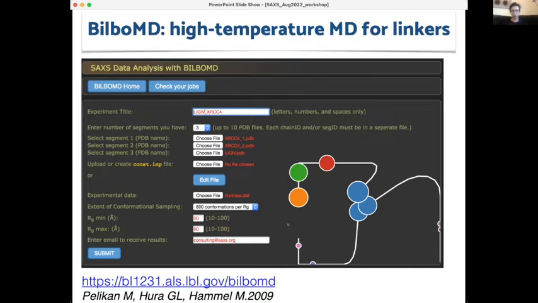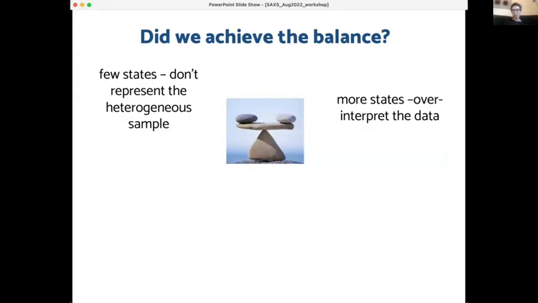And here there is a very nice interface to define rigid bodies and flexible linkers. Just a comment, we'll not talk too much about BilboMD. It's the same calculator that we're using in MultiFoXS, and multi-state modeling is exactly identical in BilboMD. It's just a conformational sampling that is done differently. So the sampling is different, and it can depend on your system. So you can try both. Ideally, they produce similar results. Okay, and now back to the question.